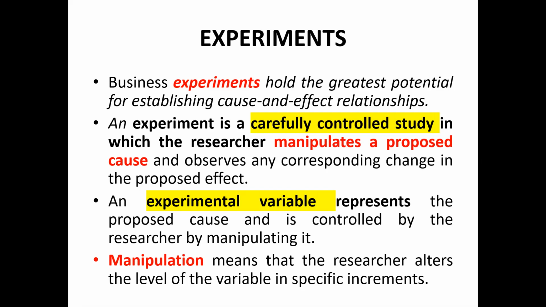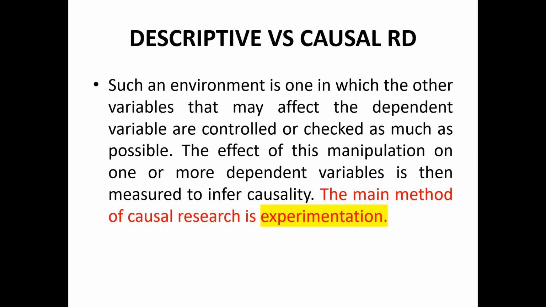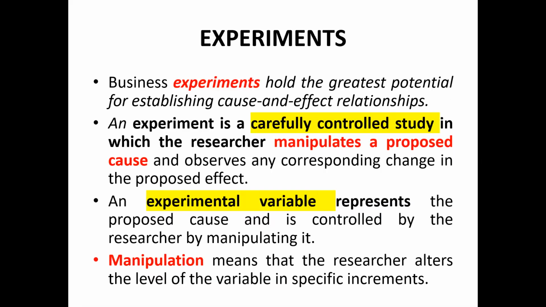So whenever you talk about causal research design, you have to talk about experiment. So from this we arrive at experimental research. Experimental research comes in continuation of the causal effect, the cause and effect relationship. Because experiment is one of the important terms when you study causal research design.